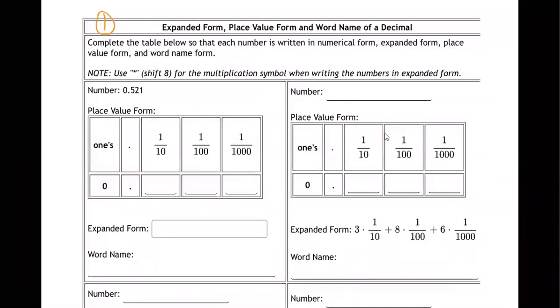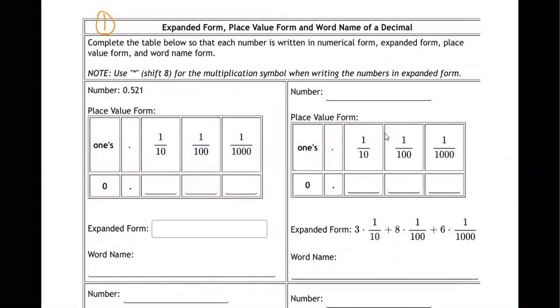Here we go. So we're looking at what they're wanting us to do on this problem. Notice at the top, it's about expanded form, place value form, and word name of a decimal. So they're wanting us to change forms for decimals. This is the beginning of decimals, and we're first off just wanting to make sure that we're very comfortable with the different ways you can express a decimal and what a decimal really is in place value form, expanded form, and word form.